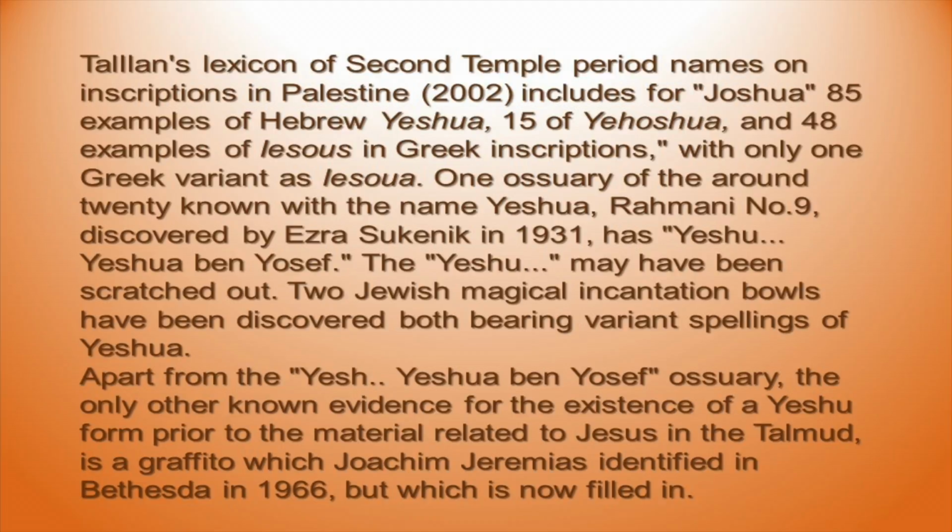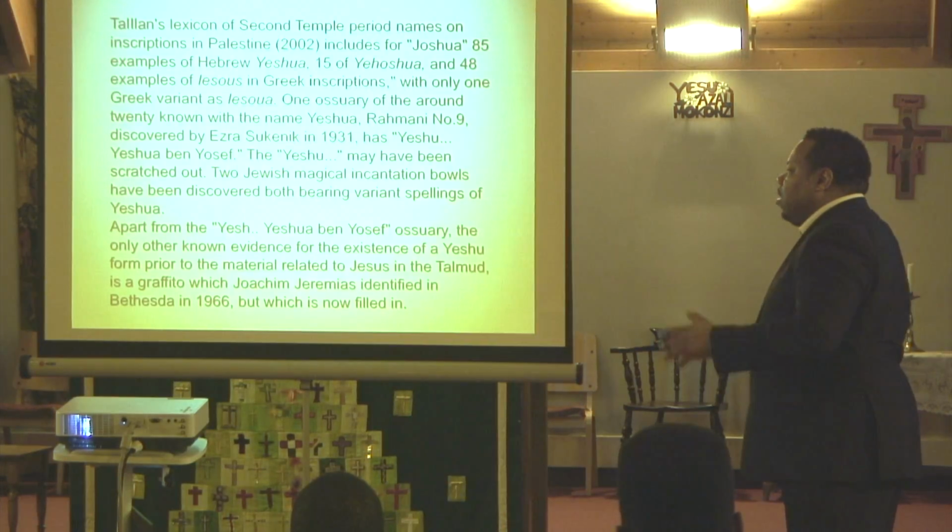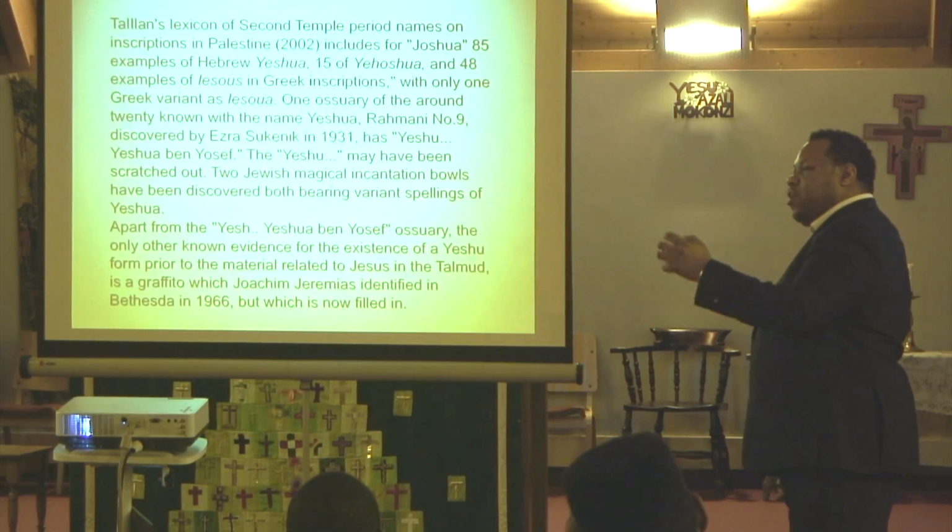One ossuary around 20, known with the name Yeshua. Ossuary number 9, discovered by Eleazar Sukenik in 1931, has Yeshu and Yeshua ben Yosef, Yeshua son of Joseph. Yeshu may have been scratched out, but two Jewish magical incantation bowls have been discovered, both bearing varied spellings of Yeshua. So we're clearing up, it was a very common name all over Israel. They could have just taken that name straight over.